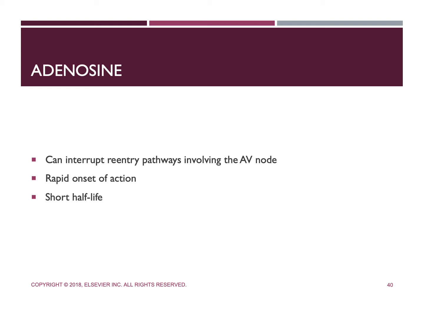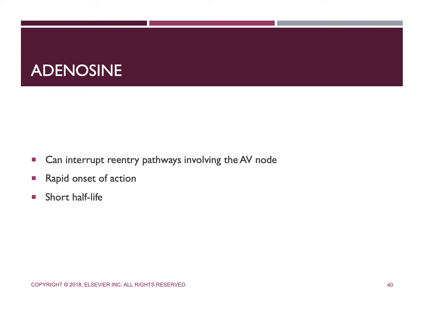Adenosine is going to slow the rate of the sinoatrial node, which then slows conduction through the AV node. It can also interrupt any re-entry pathway through the AV node and can restore sinus rhythm in those patients that have SVT. Re-entry circuits are the underlying mechanism for many episodes of SVT.